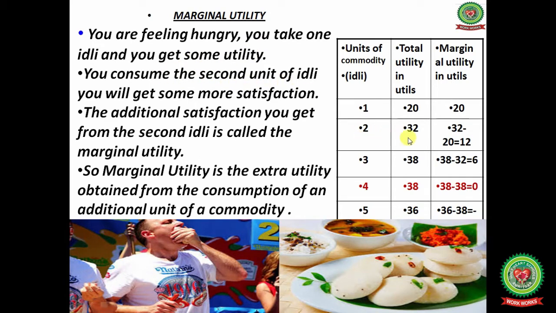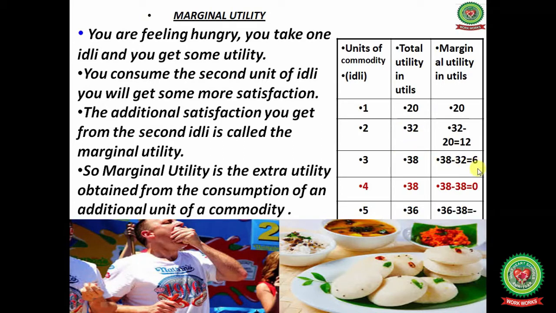Marginal utility. You are feeling hungry, you take 1 idli and you get some utility. You consume the second unit of idli and you get more satisfaction, suppose 32 units. And the additional satisfaction you get from the consumption of the second idli is called the marginal utility, that we can derive like 32 minus 20 will give you 12. This 12 is the satisfaction that the consumer has got from the consumption of second idli. So marginal utility is the extra utility obtained from the consumption of an additional unit of a commodity.